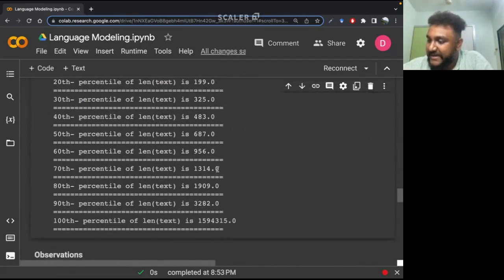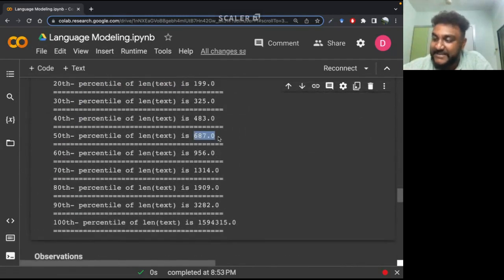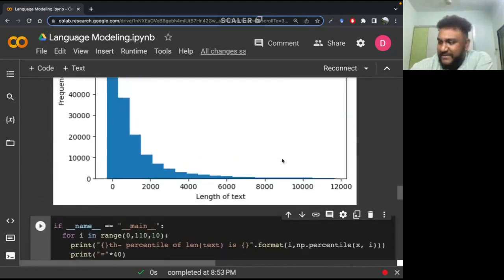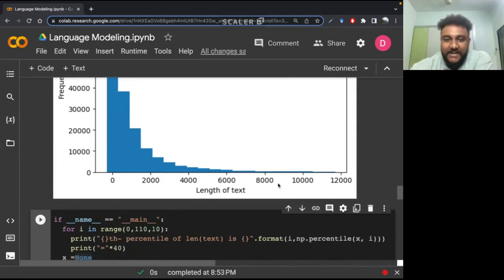So interestingly here, the 50th percentile is 687 words, the 90th percentile is 3000 words, and the 100th percentile is very, very large, right? What does this tell us about our data? What is the most obvious interpretation over here? Can I say that my data has a lot of outliers? Can I say that? Like all of these that I'm seeing here in large quantities, can I say that these are outliers?